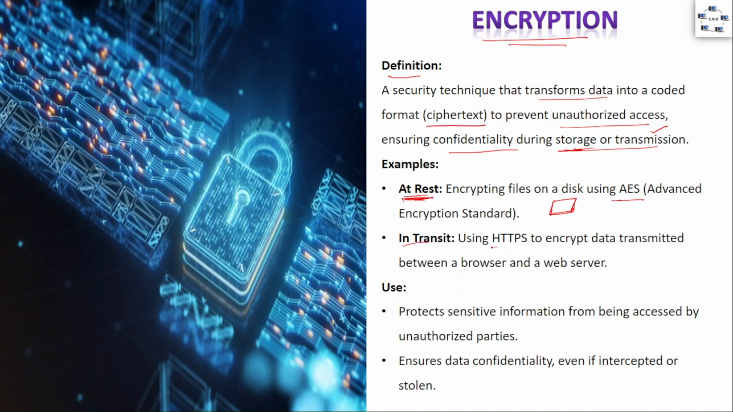And in transit, using HTTPS to encrypt data transmitted between a browser and a web server. So whenever you, let's suppose, open www.google.com, it is basically HTTPS. So when your browser connects with the Google server, it is through HTTPS, and your data in transit is encrypted and secure. Its use is that it protects sensitive information from being accessed by unauthorized parties and ensures data confidentiality even if intercepted or stolen.